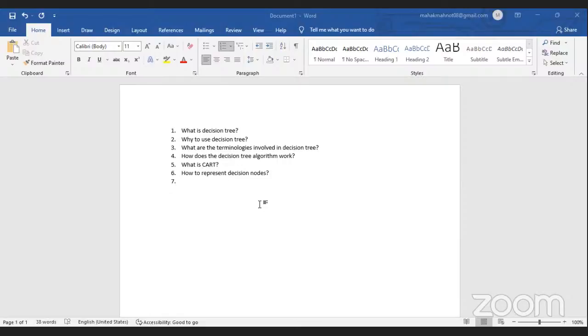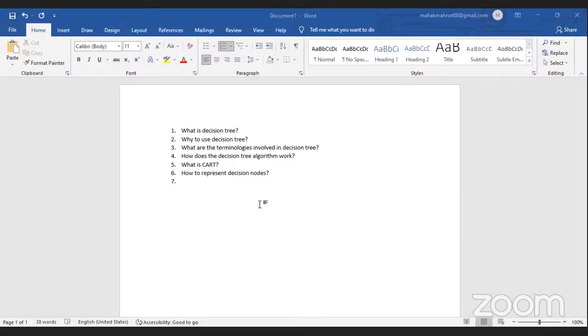So a decision node is represented by a square, which shows a decision to be made. For different nodes, there are different shapes. So you have to remember that for decision nodes, you use a square.